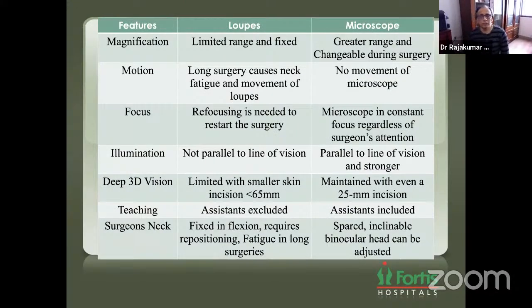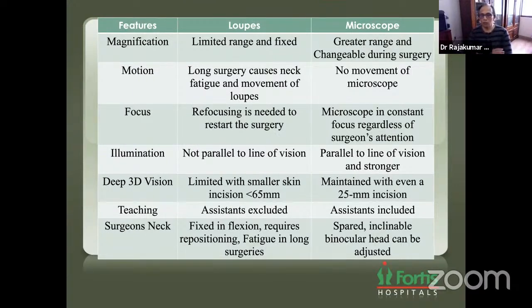So if you compare loupes and microscope, there are a great set of similarities and differentiations. For example, the magnification in a loupe is very limited and the range is limited. You can't focus or defocus unless you move your head up and down. Whereas in a microscope, since the range is changeable, the focal points can change from a near distance to a far distance, and it can be changed during surgery.